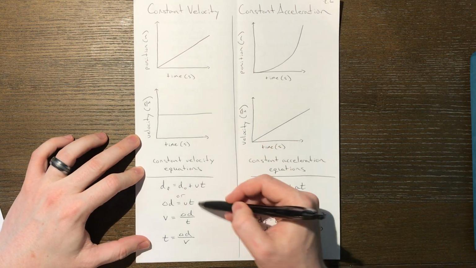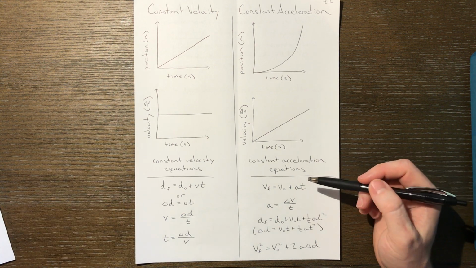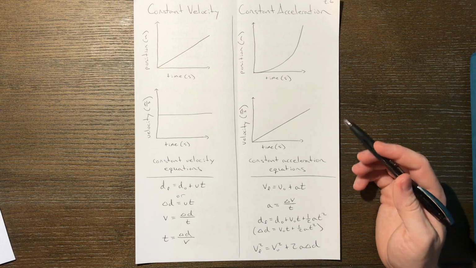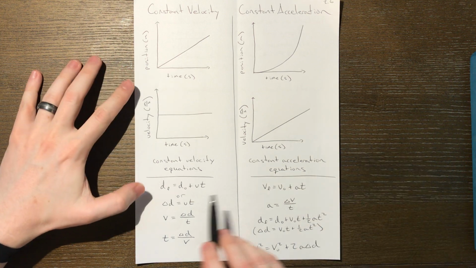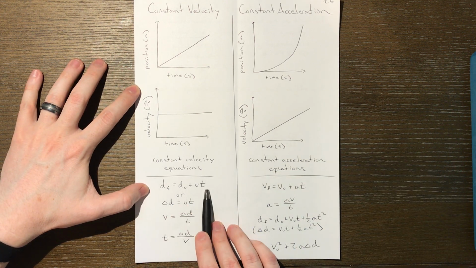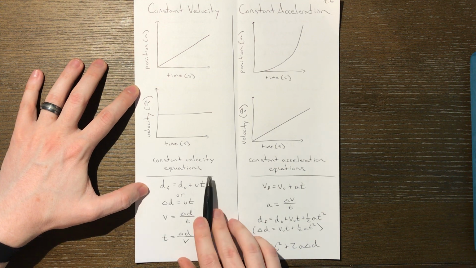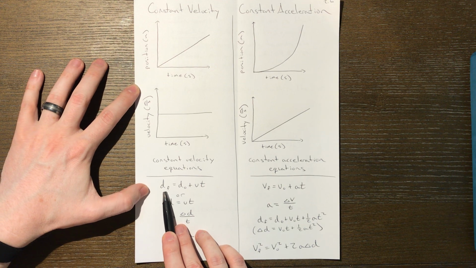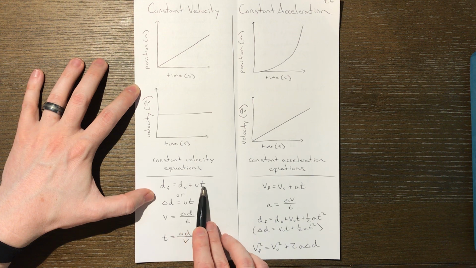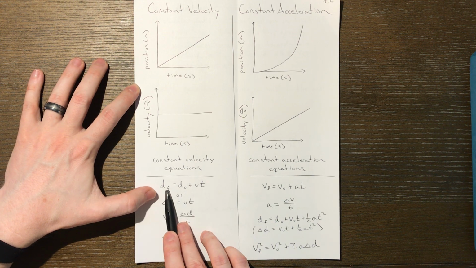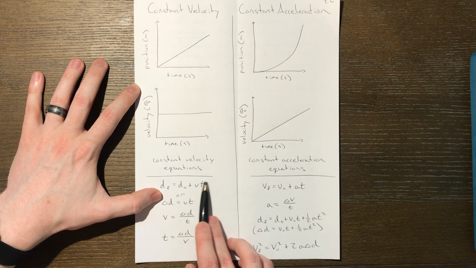Now, for both of these, we also have a set of equations. Our constant velocity equations I've written here, and our constant acceleration equations I've written here. And I'm going to talk through them now. Whenever I look at equations, I like to think of them as telling a story. So for instance, under constant velocity equations, let's look at the first one. It's our distance formula. It says the final position is given by the initial position plus your velocity times time. So your final position depends on where you start, and then you add on how fast you're moving and for how long.